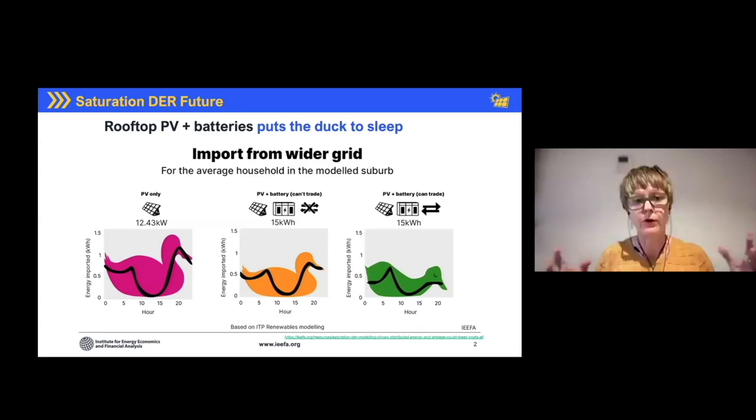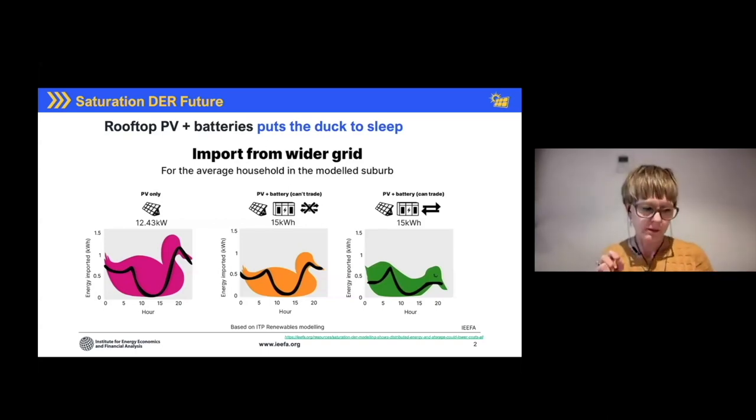Or, in fact, I should give all credit to a company called ITP Renewables. I came up with the idea. They did all the hard work behind this modeling. And they suggested a system size of 12 kilowatts for this sort of central scenario. And you might think, well, that's enormous and we're not there yet.